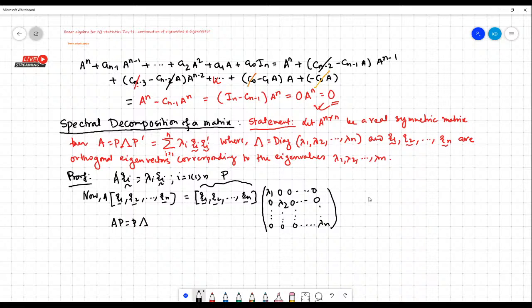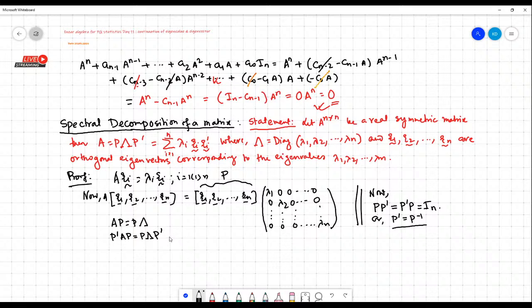Now, since P is an orthogonal matrix, PP' or P'P equals I, or P' equals P inverse. Therefore, P'AP equals Λ.